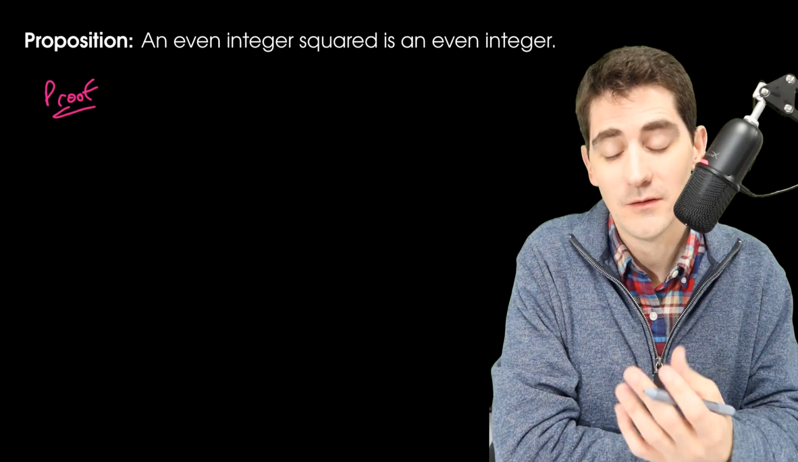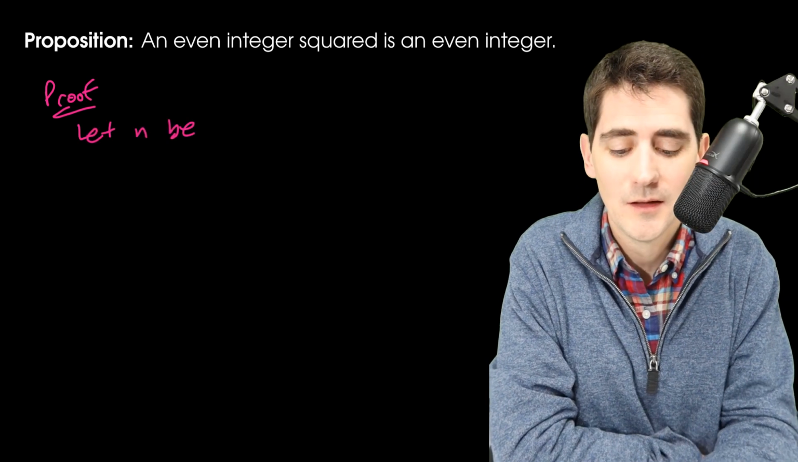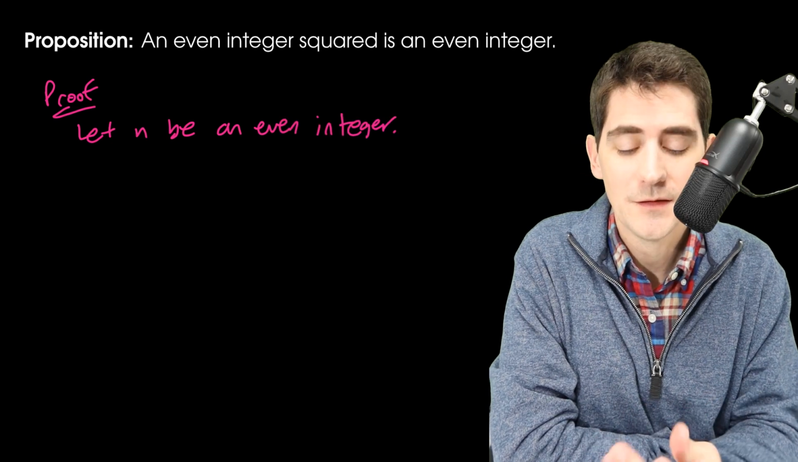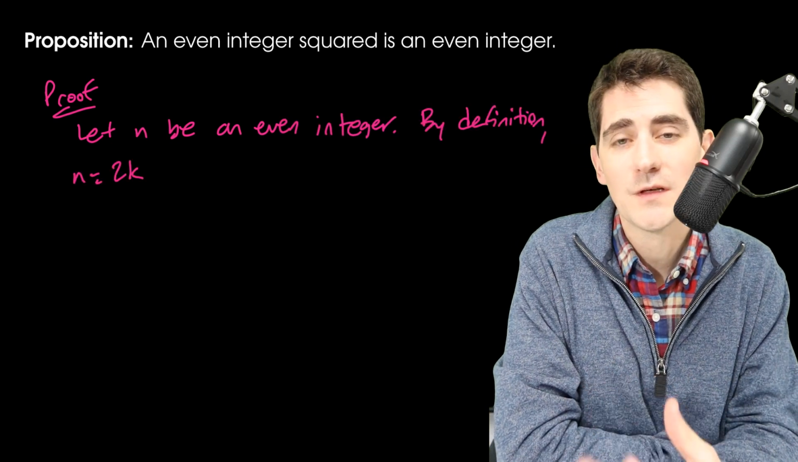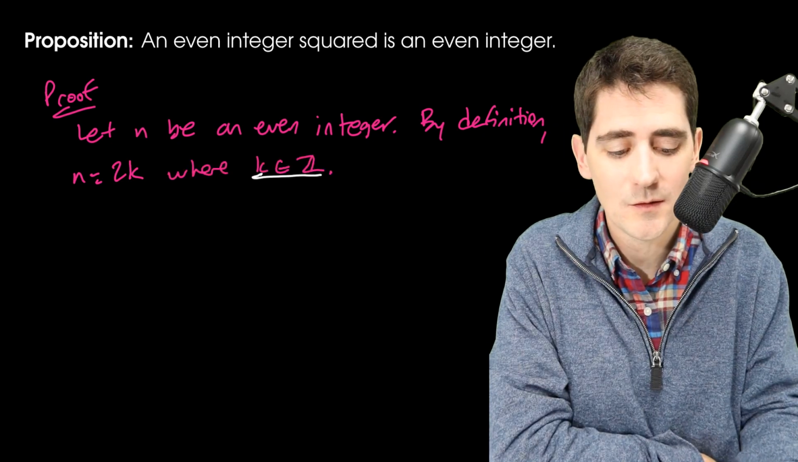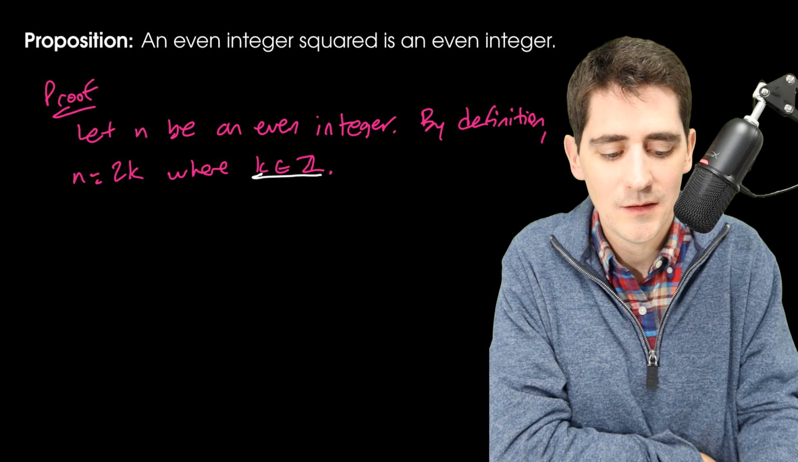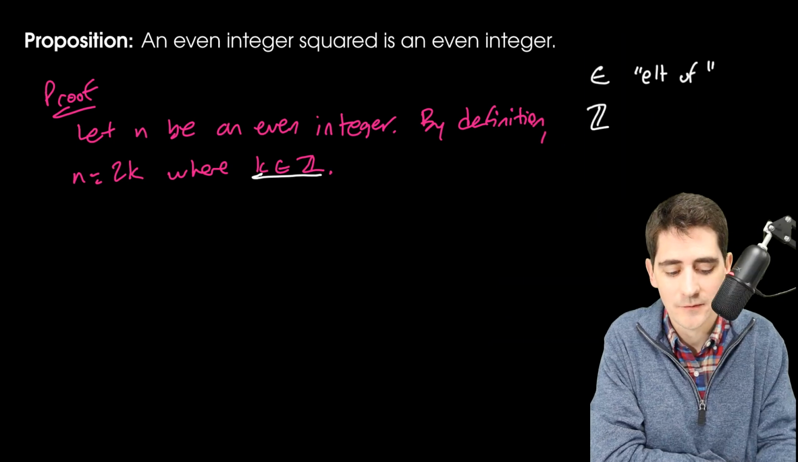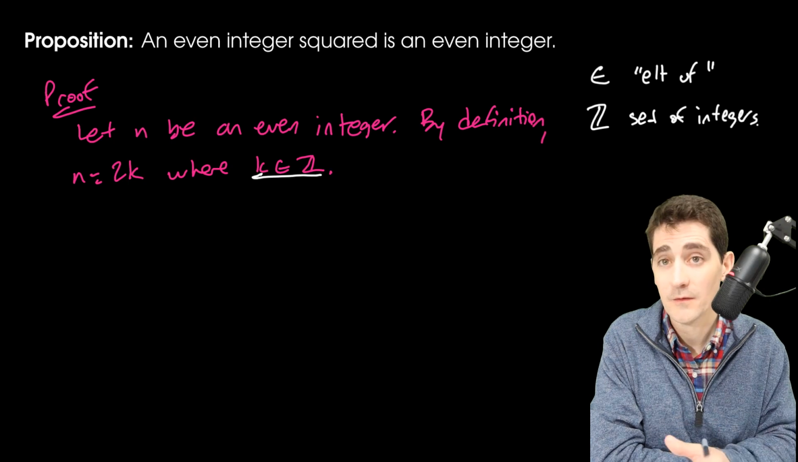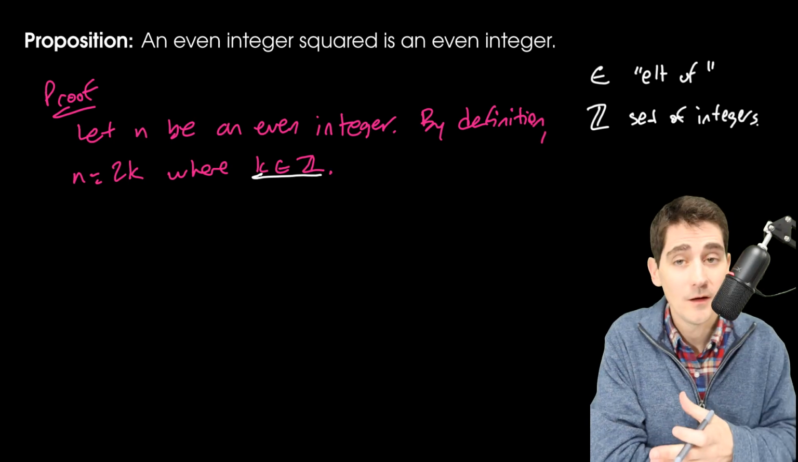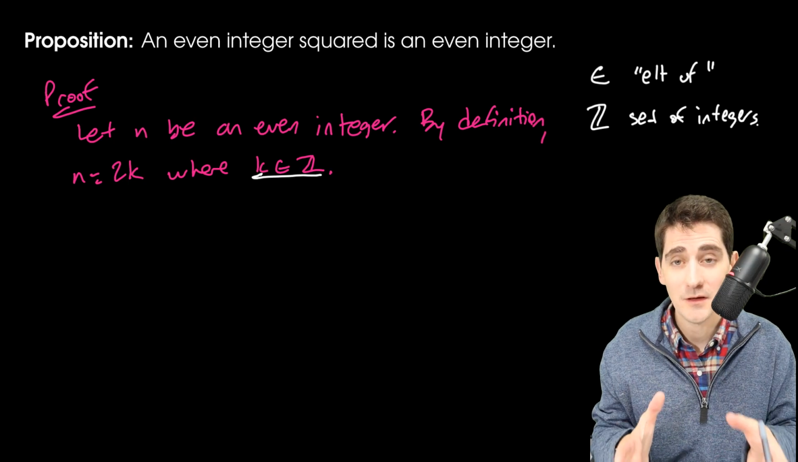So let's start with an even integer. So I'm going to say let n be an even integer. So we know then, by definition, n can be written as 2 times k, where k is an integer. If you haven't seen this notation before, this symbol means element of, and this double stroke Z means the set of integers. This is very, very common, so we're just saying that k is an integer. Okay, so now all we've done is we've established that we have an even integer.